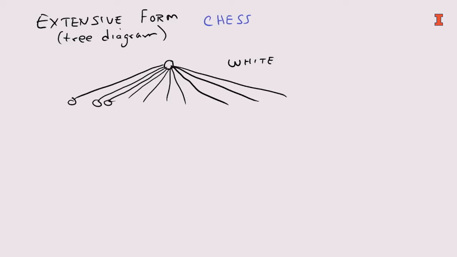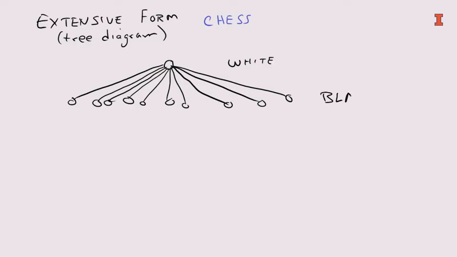Each one of these nodes, and I'm not going to draw all 20 of them. There are 20 after just one move. Now it's black's turn. Now black comes in, and how many possible moves does black have to open the game? Well, you can figure that out. It's still the same 20.